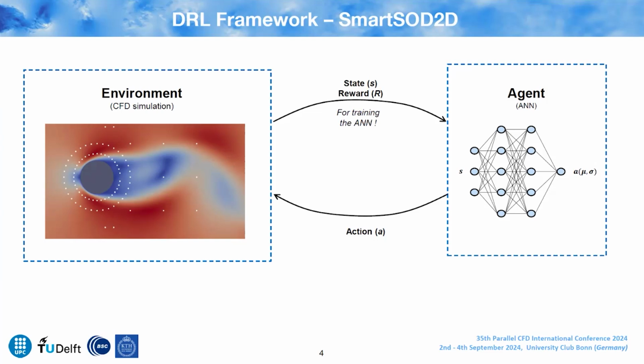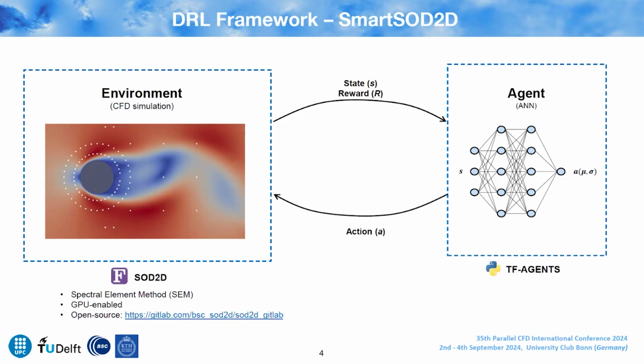But then the agent, by engaging in a trial and error process, and by knowing how each action has produced a different reward, will refine accordingly to optimize the reward. In our case, the environment is SOD2D. This is an in-house code developed at the Barcelona Supercomputing Center. It's a spectral element method code. It's GPU enabled.